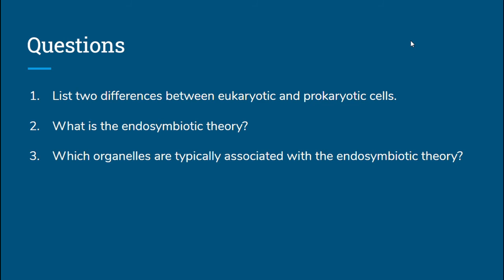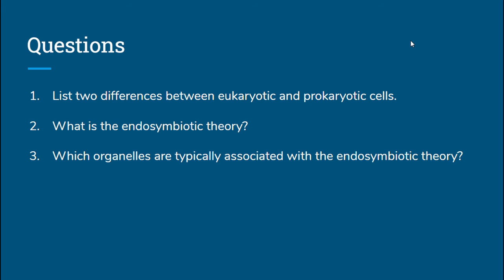Okay, so list two differences between eukaryotic and prokaryotic cells. There are numerous, but some of the main ones we can think of are that prokaryotes don't have internal membranes, while eukaryotes do, and they have membrane-bound organelles. And prokaryotes usually have circular or naked DNA, while eukaryotes have DNA that is wrapped with histone proteins.